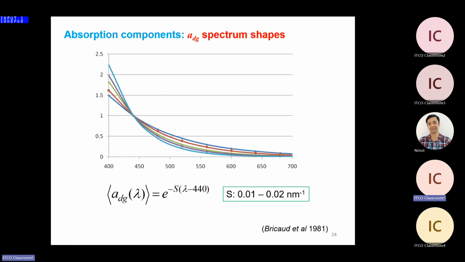That's for APH. For ADG, commonly, this is a common practice, although Mike has shown maybe you can use an exponential or a power law to do this. Commonly these days, it still uses this exponential function with this S roughly in a range of 0.01 to 0.02 per nanometer. So we have to determine this before going into inversion.